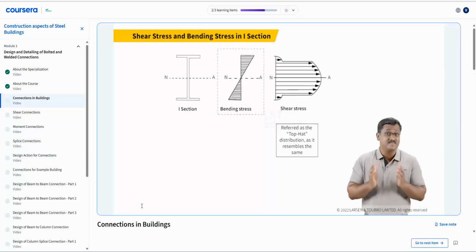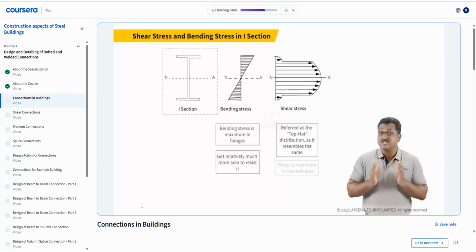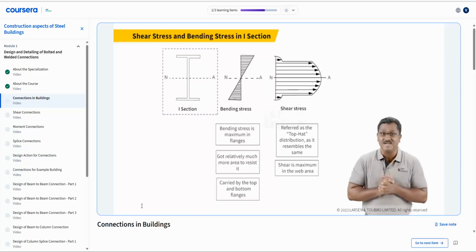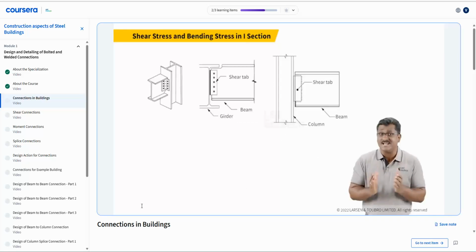From this behavior of I section, it can be clearly seen that the bending stress is maximum in flanges where it has relatively much more area to resist it, and shear stress is maximum in the web area. Bending stress is carried by the top and bottom flanges and the web bears most of the shear stress. It can be said that most of the shearing stress, usually about 95%, is carried by the web.